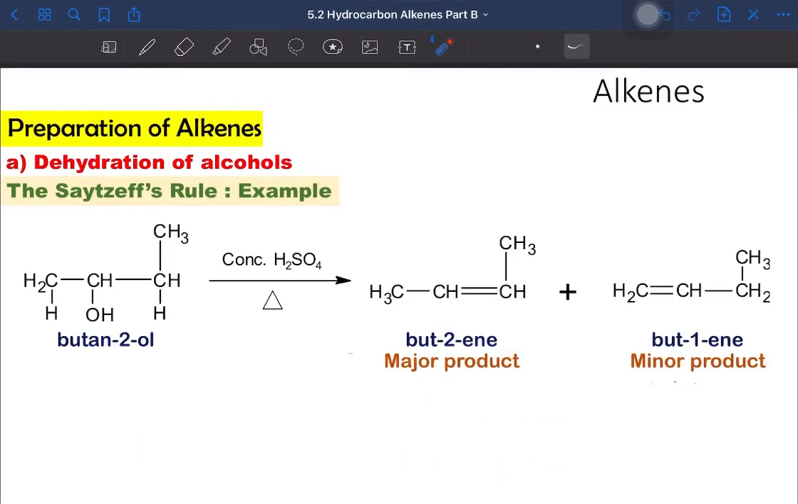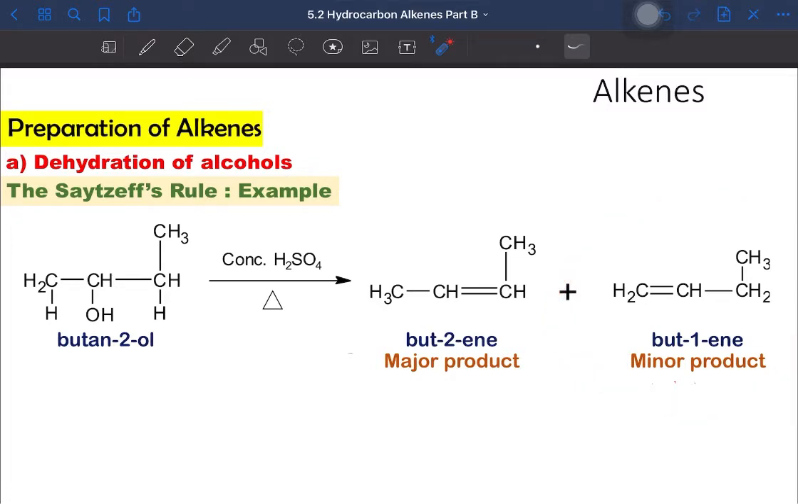Now let's look at the example for Saytzeff's rule. So we have 2-butanol here. Upon undergoing the dehydration of alcohol, it will form 2 products, where the first one is 2-butene, which is the major product, and the second one is 1-butene, which is the minor product.